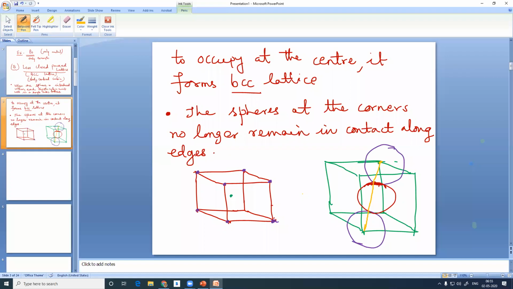It was previously a simple cubic lattice, but in every unit cell one sphere has been intruded and has occupied the center. Now let us talk geometry. Supposing this is a, the edge length of the cube. a is the edge length as usual.